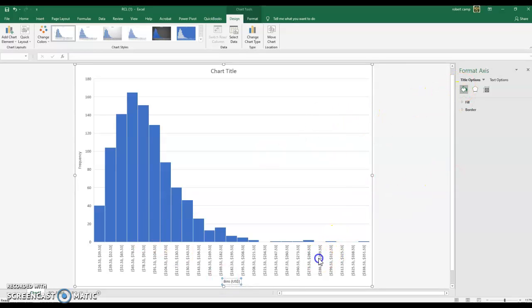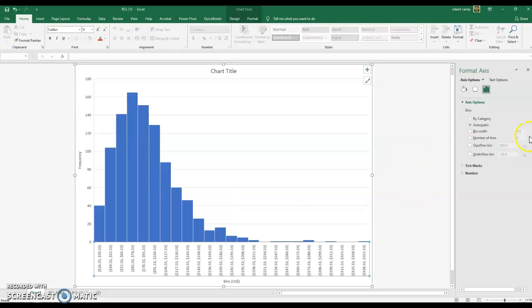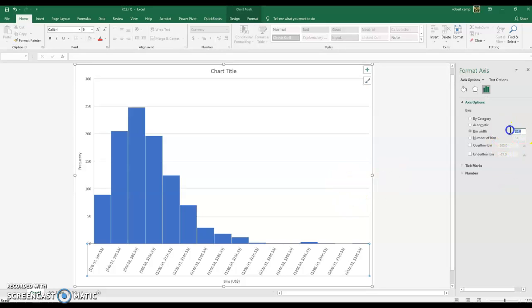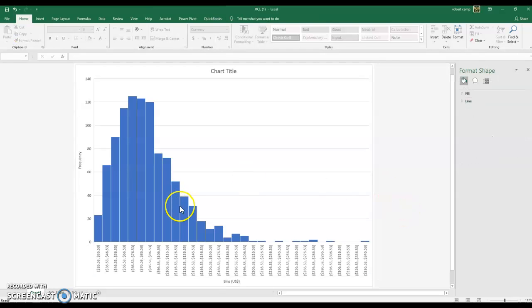And actually, let's right-click this, and let's fix up our bins a little bit. Actually, I need to be in the axis. Right-click, format axis, and we can set the bin widths to, let's just say 20. Nice round number there. Maybe 10. There we go. So we get some more bins in there. Now we can play around with it.